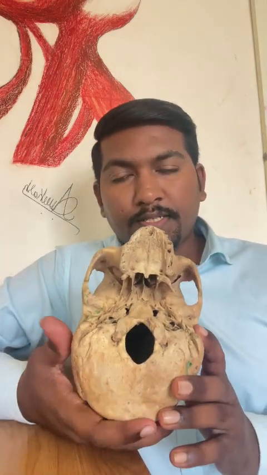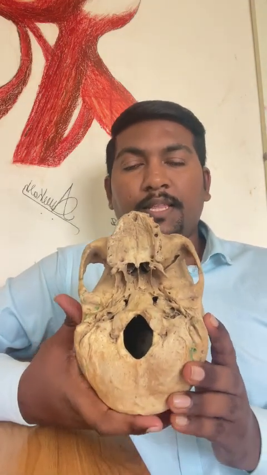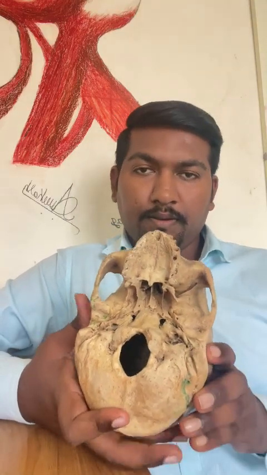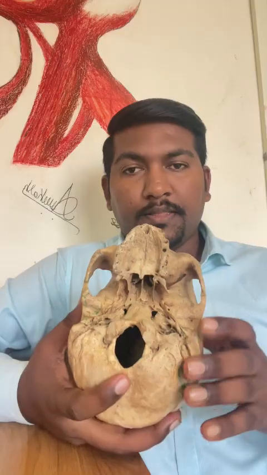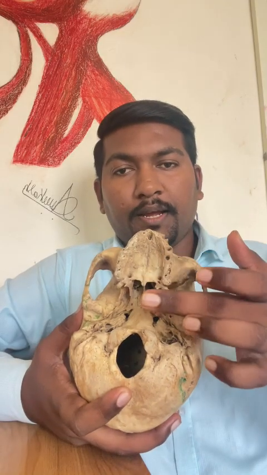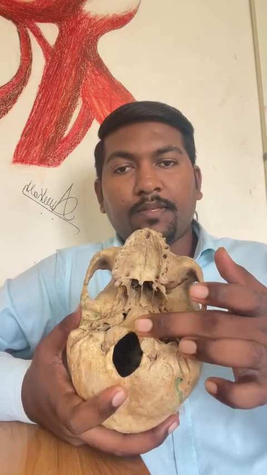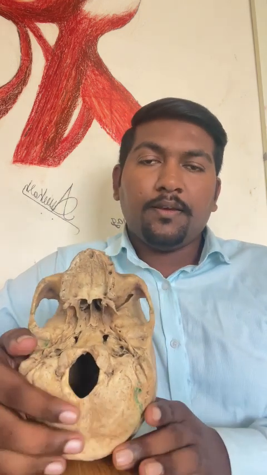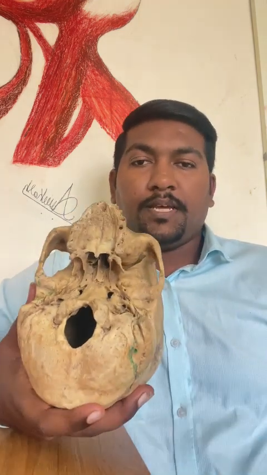the Norma basalis is divided into three parts: the anterior part, the middle part, and the posterior part. This is the anterior part, and from here to here it is the middle part, and from here to here this is the posterior part of the Norma basalis.